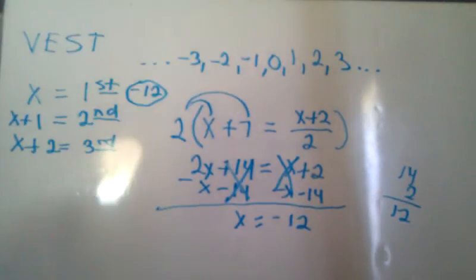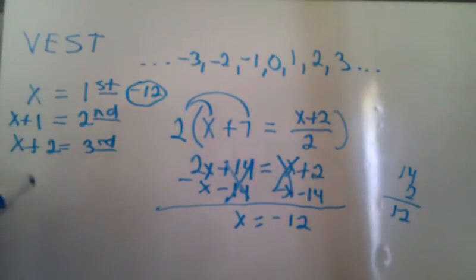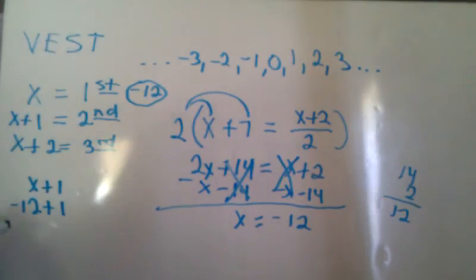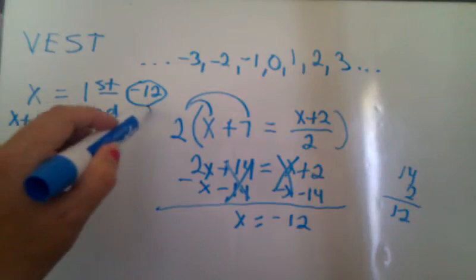Remember, on story problems you have to define all of the variables. My next one is x plus 1. X plus 1, negative 12 plus 1. My signs are different, so I subtract and use the sign of the larger number. My larger number is 12, so my answer is negative 11, or 12 minus 1 equals 11. So this number is negative 11.